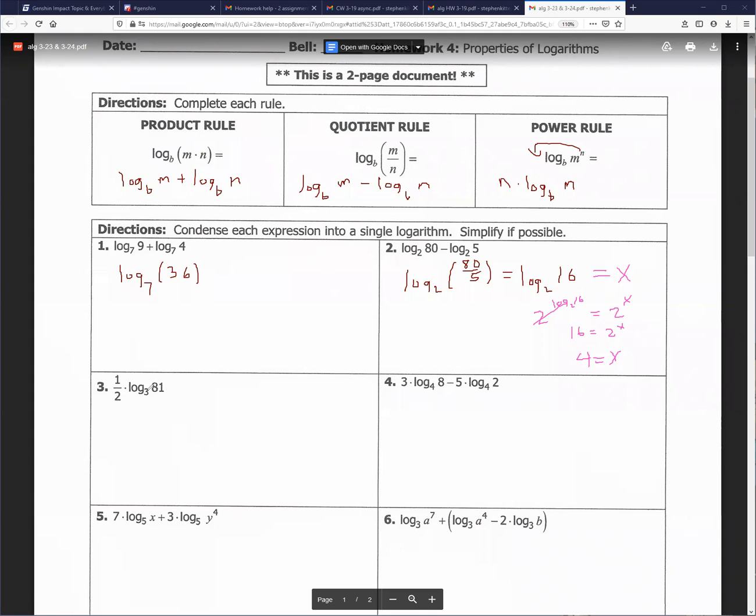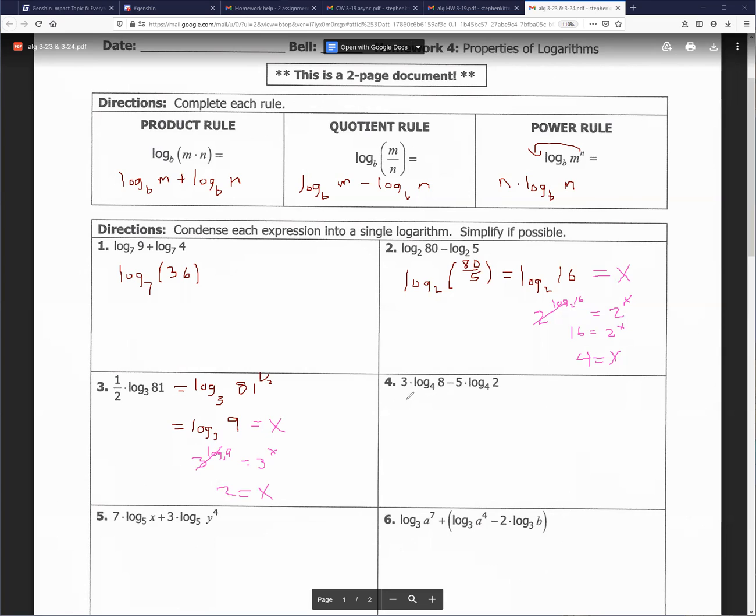All right, 1/2 log base 3 of 81. We can either do the log property before or after. Both will work here. I'm going to choose to do the log property first. This is log base 3 of 81 to the 1/2, which of course means square root. So the square root of 81 is 9. Now we got to do the pink again because 9 is a power of 3. So this is equal to x. We do 3 to the log base 3 of 9 is equal to 3 to the x. Cancel. 9 equals 3 to the x, and therefore x is equal to 2.